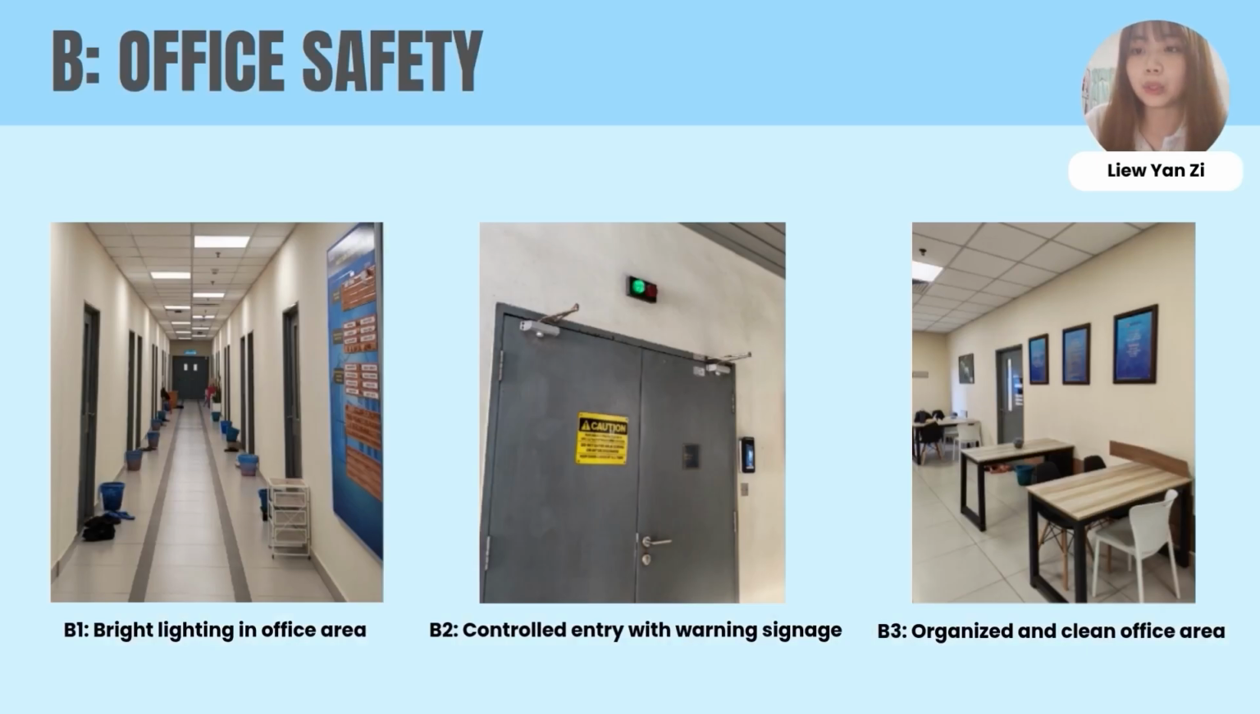The office environment demonstrates several important safety aspects. Bright lighting in the office area ensures clear visibility and safe movement for occupants. The second picture shows controlled entry via a warning signal, highlighting proper access management, preventing unauthorized entry into the area. Meanwhile, an organized and clean office area reflects good housekeeping practice, supporting both safety and productivity.